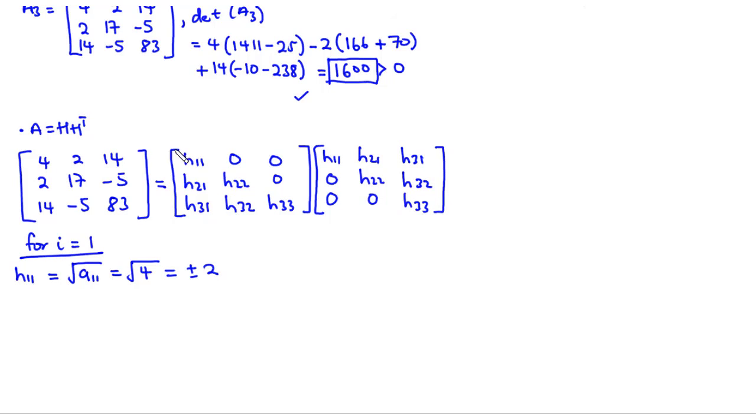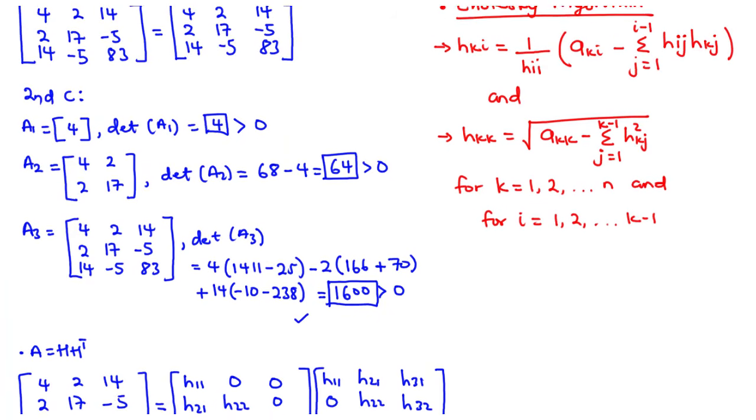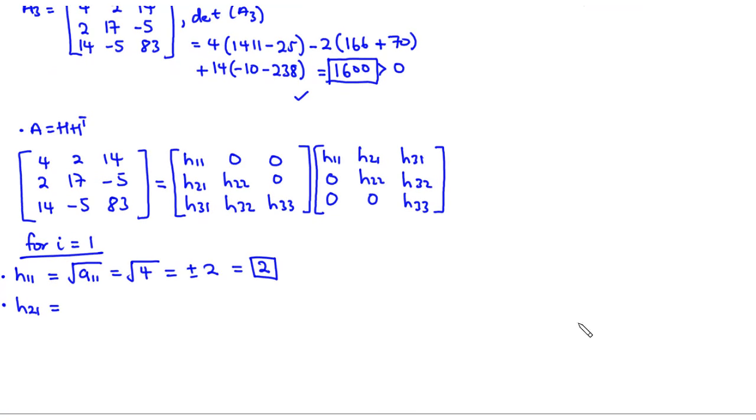Now since the diagonal entries are to be filled with positive elements, we are going to ignore the negative and consider the positive value. So we have H11 equal to 2. Now for the same i equals 1, let's consider H21. For H21, we are going to find the element of row 2, column 1. Now using the same algorithm, the Cholesky algorithm, we are going to have A21 divided by H11. That is from the algorithm.